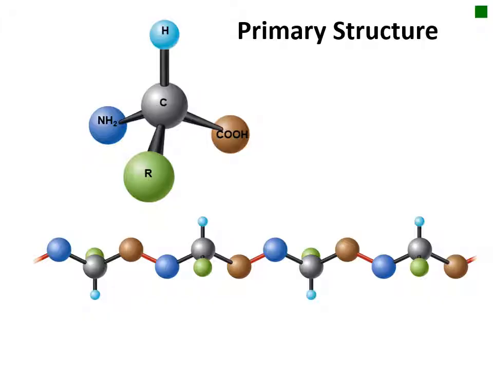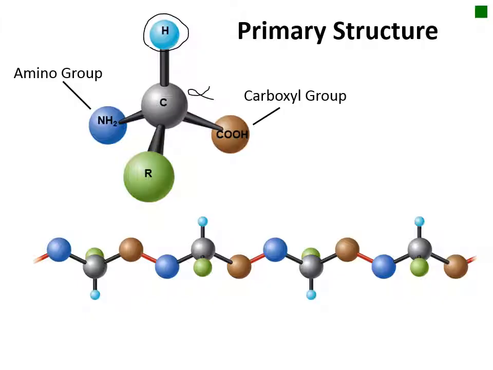If you remember from Chapter 2, all amino acids contain an amino group, a carboxyl group, and a hydrogen attached to an alpha carbon, while the R group varies between each of the 20 amino acids. A polypeptide is then built when each amino acid is covalently attached to another with a peptide bond between the carboxyl group of one amino acid and the amino group of another. This chain of covalently linked amino acids makes up the primary structure of the protein.